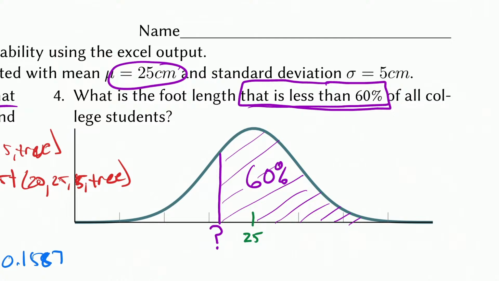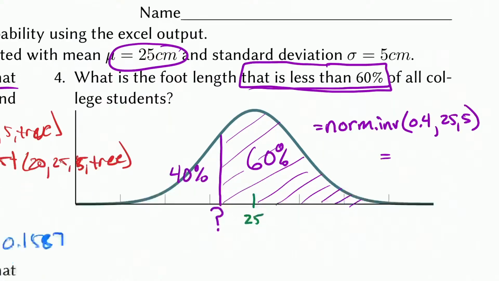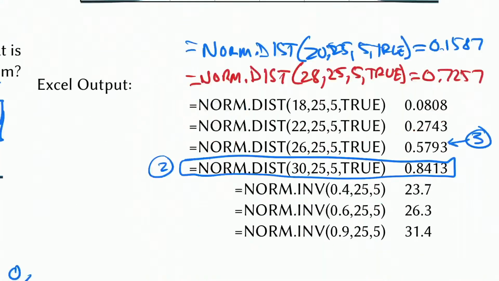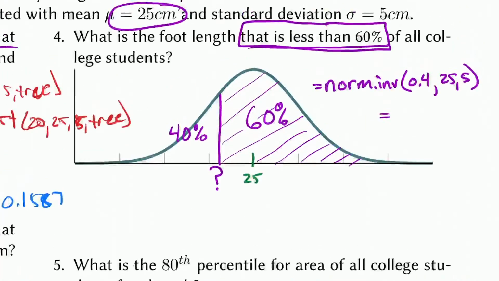Okay, so now let's see. How do we solve this? Because this is the opposite, we're going to use norm.inv like we did on Monday. I know we did it near the end, but it's okay. And because Excel is leftist, we have to use the 40% to the left, not the 60%. So it'll be 0.4, 25, and 5. And that will be, where is it? It's down here, this one. So 23.7. That's question number 4.